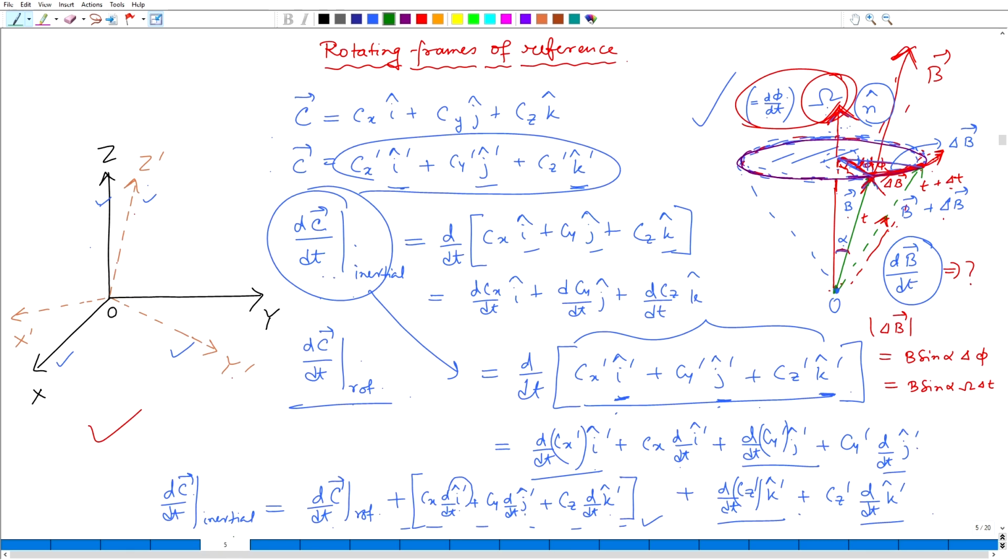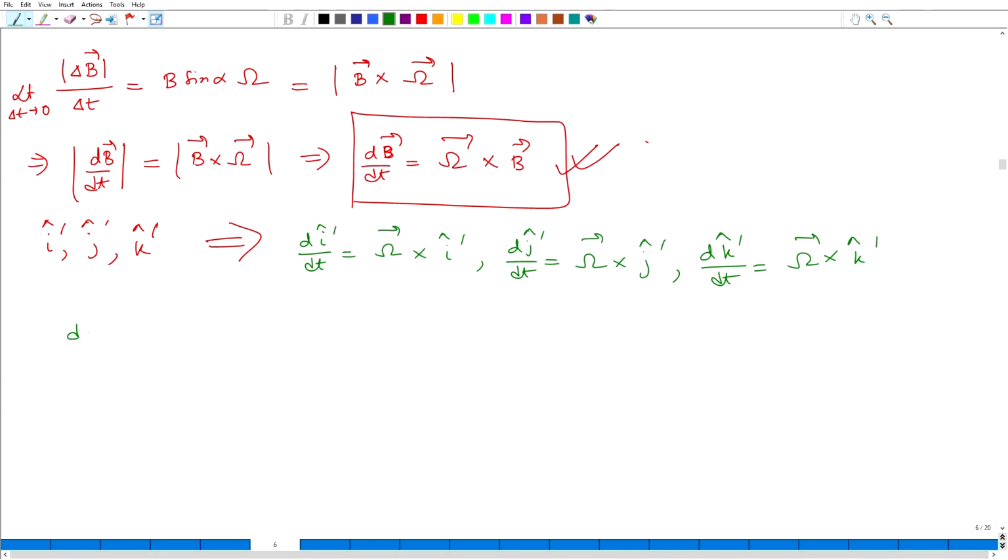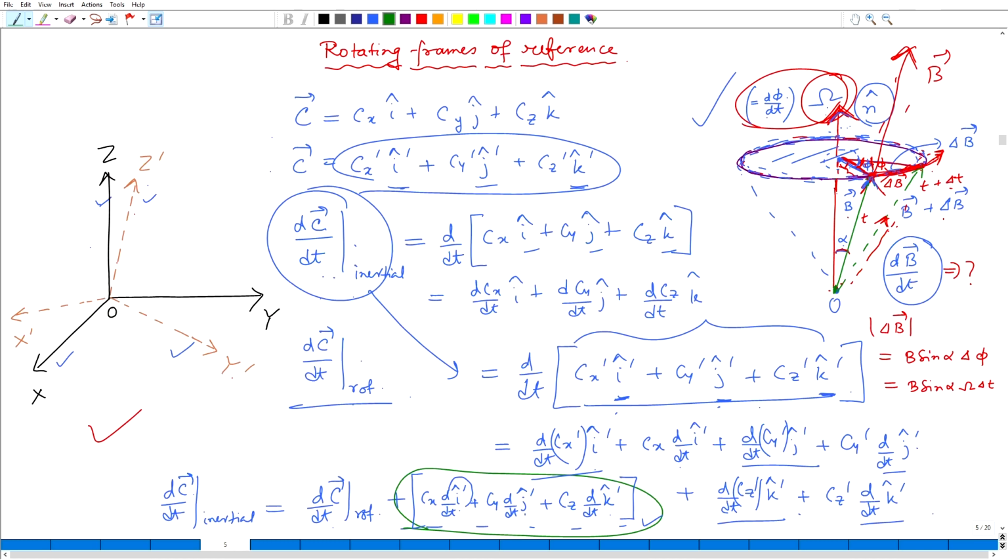If I now put all these things in this expression, you will have dc dt inertial equal to dc dt rotational plus, so Cx, I think it should be Cx prime, right? Yes, Cx prime, correct.